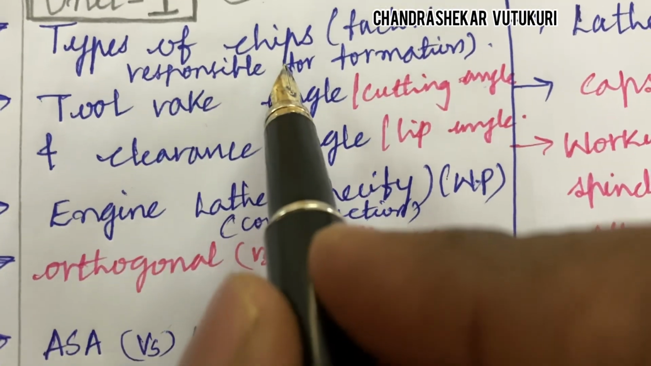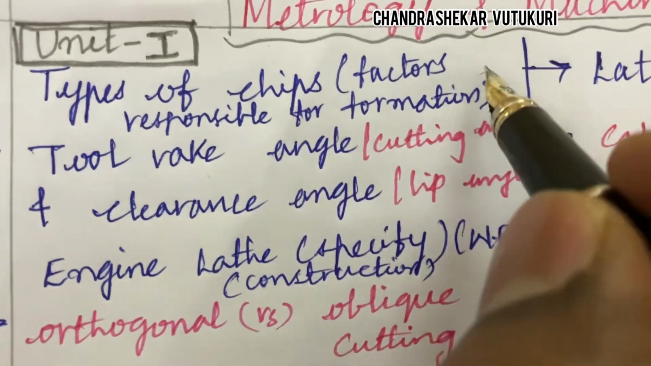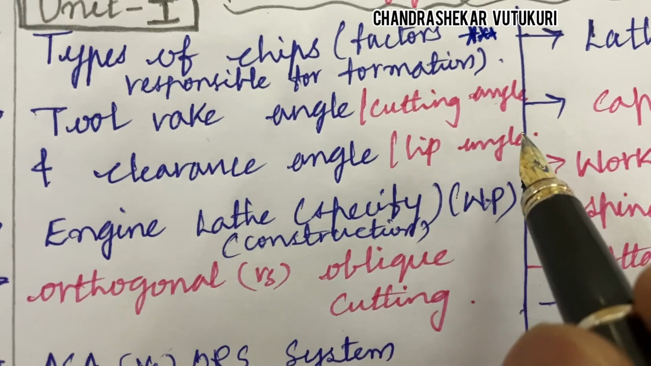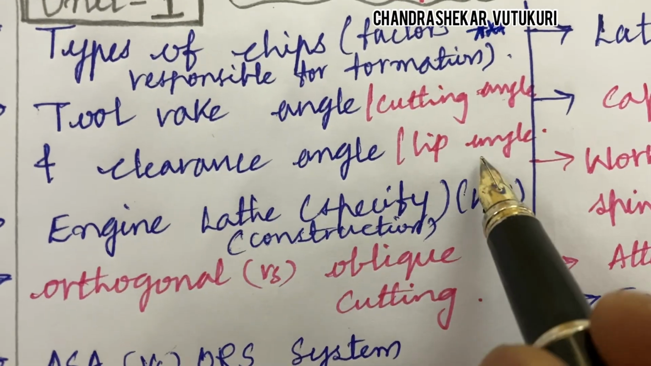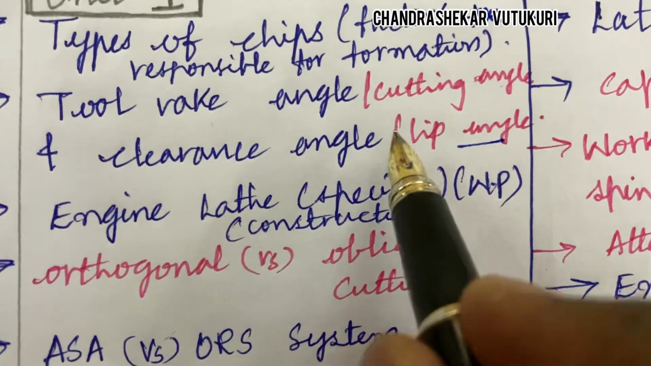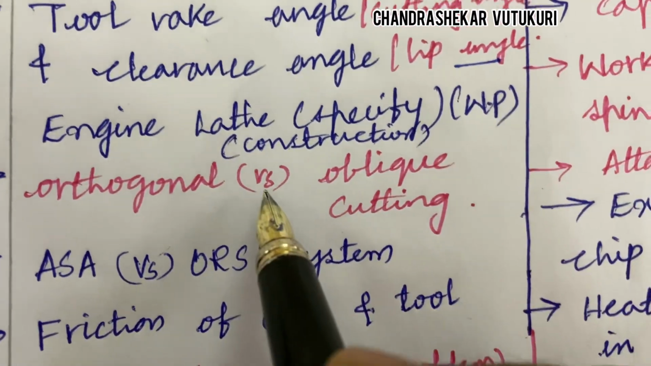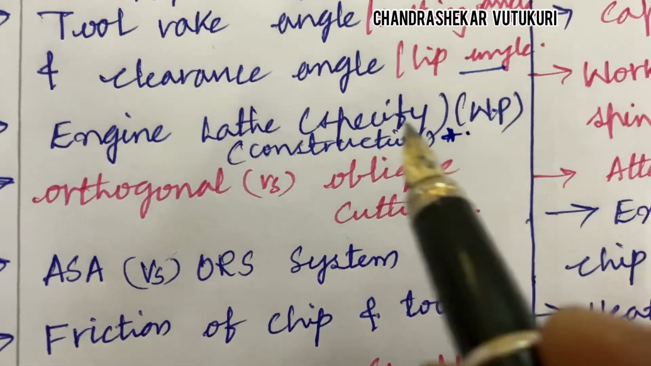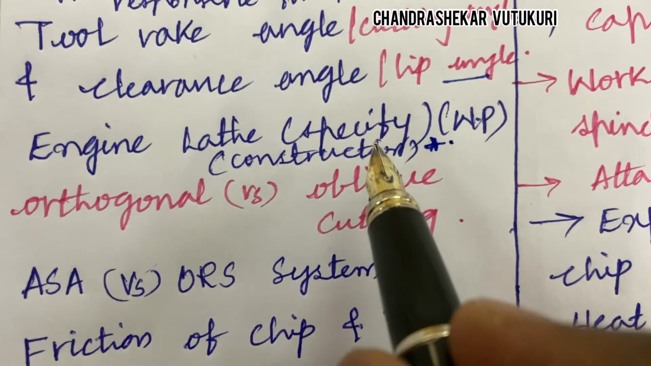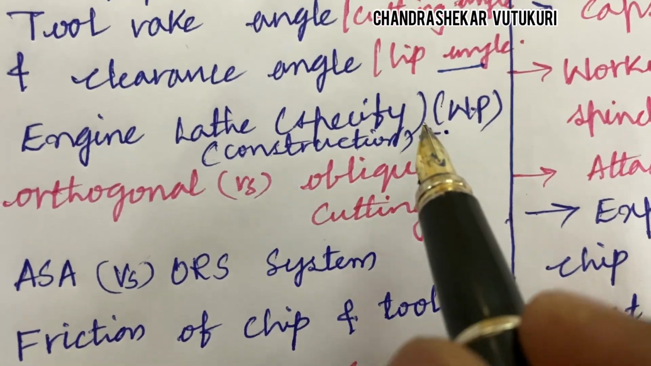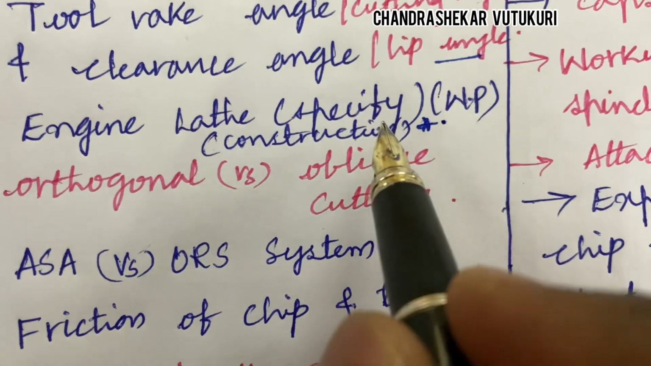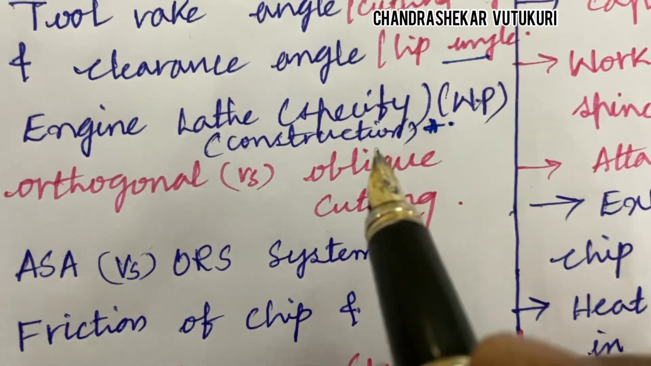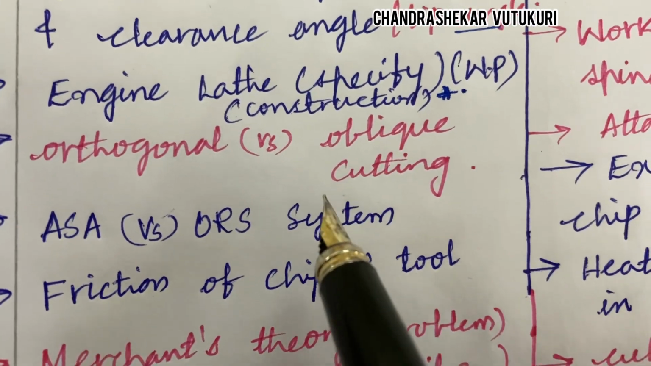The types of chips as well as the factors responsible for the formation of chips may be the short question. Tool rake angle, cutting angle, clearance angle and the lip angle may be the short question, or if all these four were asked, this may be a long question. Engine lathe, the working as well as the construction and specifications of that. Each and every machine's specification, construction, working principle along with the neat sketch and the advantages, limitations and comparison need to be worked out. Then only you could be able to score better marks in the exam.